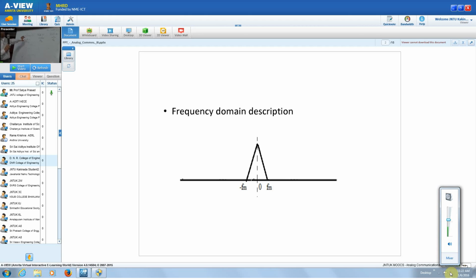So we are saying that this requires more transmitted power for the same efficiency, whereas this requires less transmitted power to have the same information content at the receiver. But what is the disadvantage in the case of SSB or DSB compared to your AM?